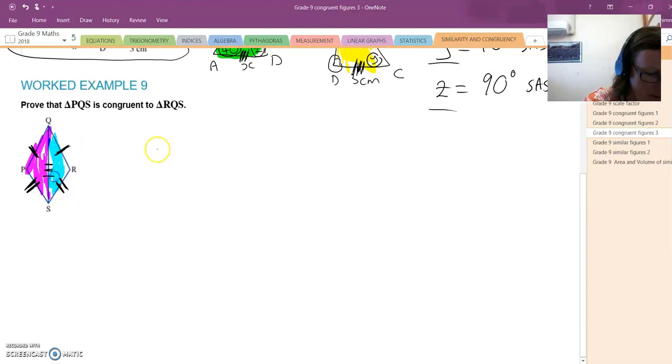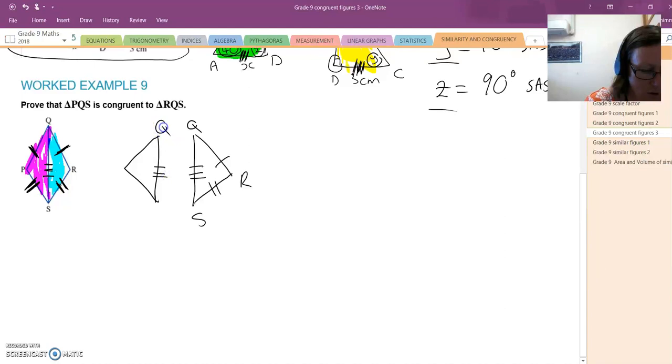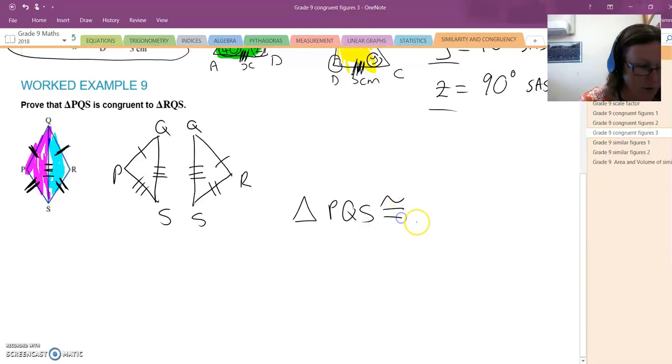So if we split the triangles up, of course that side is equal in length because it is the same side, in fact. So QRS, and in our other triangle, QSP. So we have 2 triangles, and in those triangles, all 3 sides are equal. So yes, we can say that triangle PQS is definitely congruent to triangle RQS.